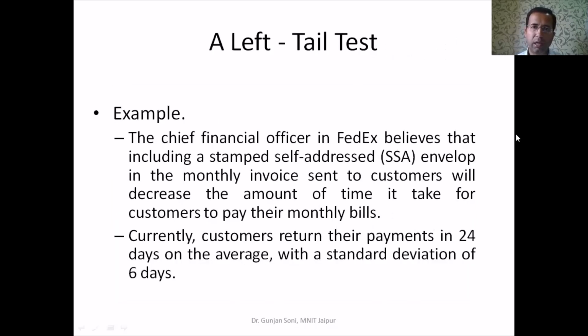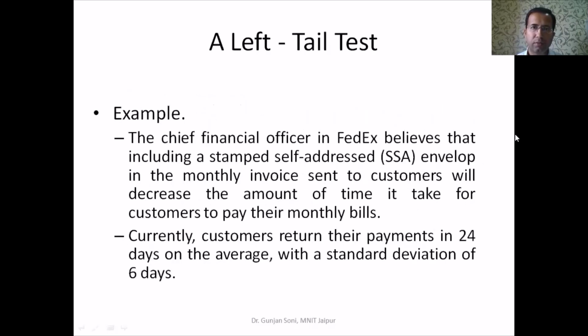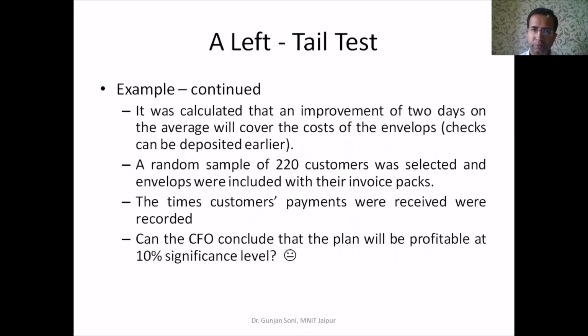So now we can do a left tail test also. The statement is somewhat like this. The Chief Financial Officer in FedEx believes that including a stamped self-addressed envelope in the monthly invoice sent to customers will decrease the amount of time it takes for customers to pay their monthly bills. Currently customers return their payments in 24 days on average, with a standard deviation of 6 days. So the population standard deviation is given as 6, and the hypothesized mean is 24 days over here.